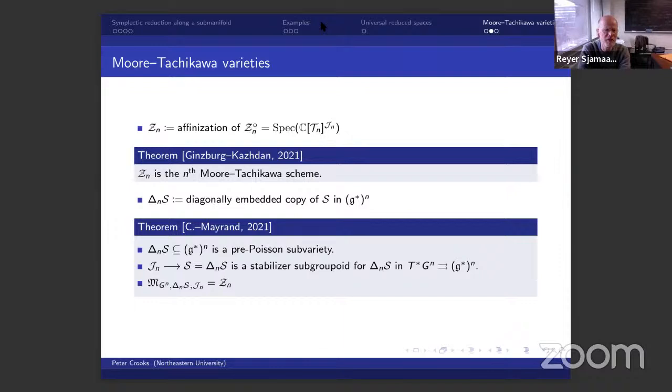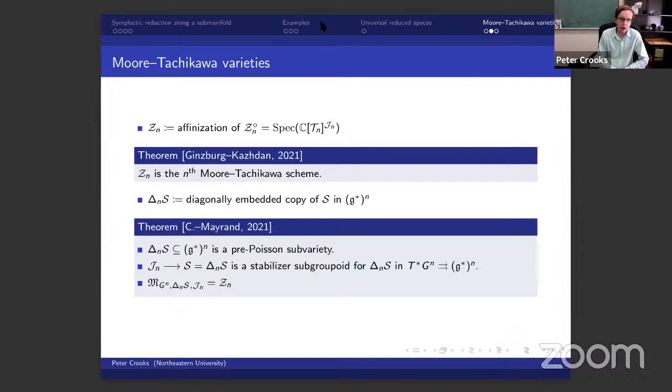even if the ZN circle you started out with was smooth, when you affinize, you may pick up singularities. But how about this Moore-Tachikawa scheme? Is that smooth or singular? In the limited number of examples that one can compute, I think they turn out to be smooth, but in principle, they don't. There's no requirement in the theory that they be smooth.